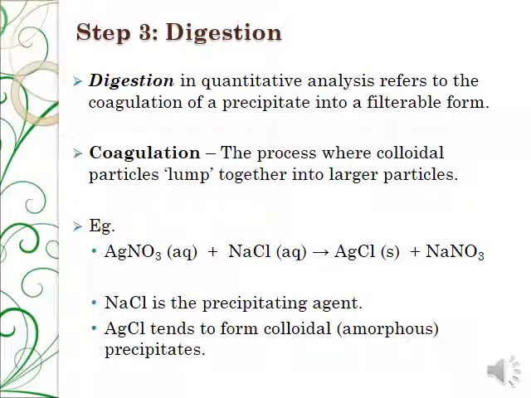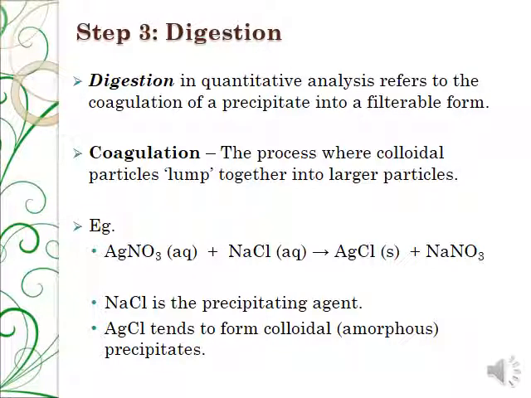Okay, next we will continue with step 3, which is digestion. Digestion, in quantitative analysis, refers to the coagulation of a precipitate into a filterable form. It means that when you put the two solutions together, the analyte of interest and the precipitating agent, you have to let it digest in order for it to form a precipitate, which later on can be filtered out.